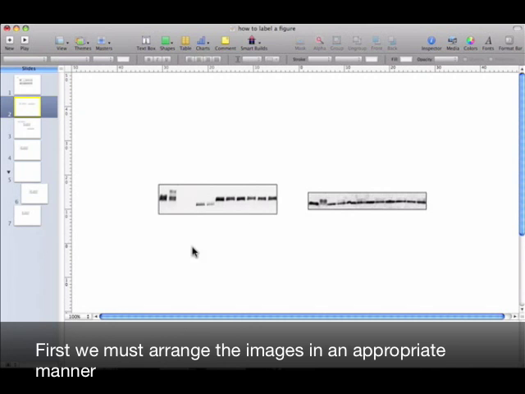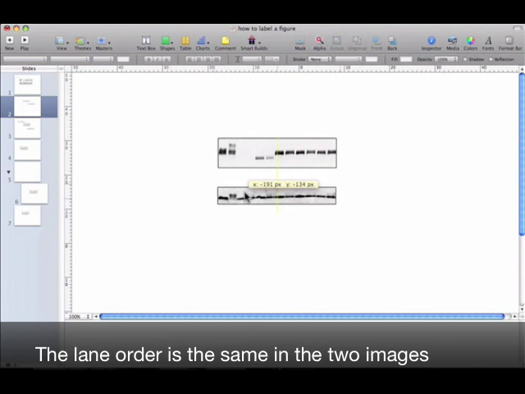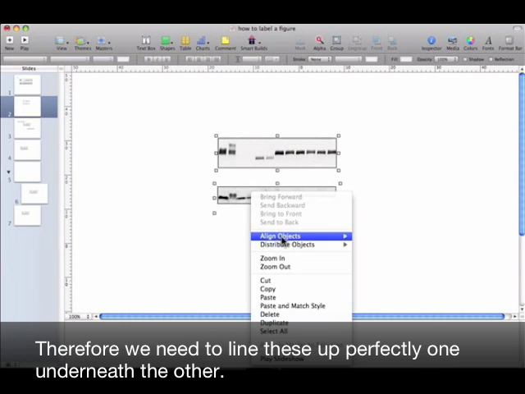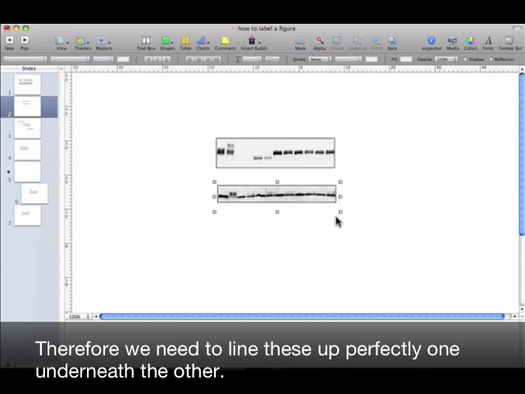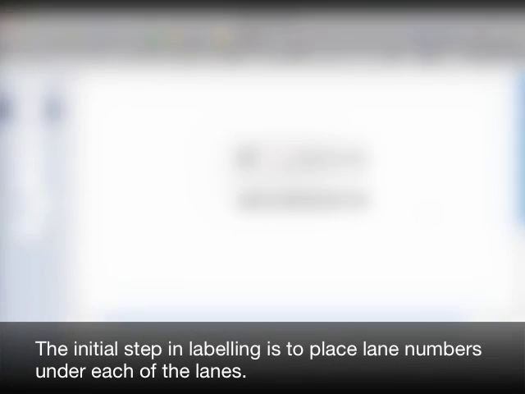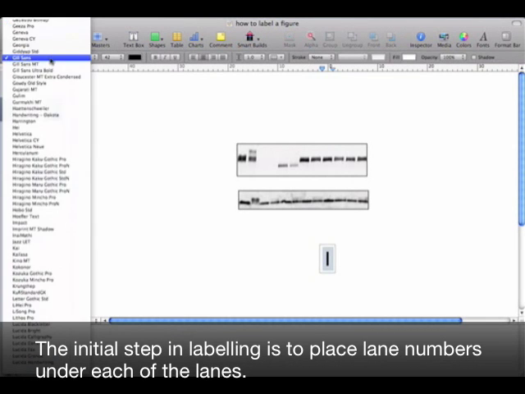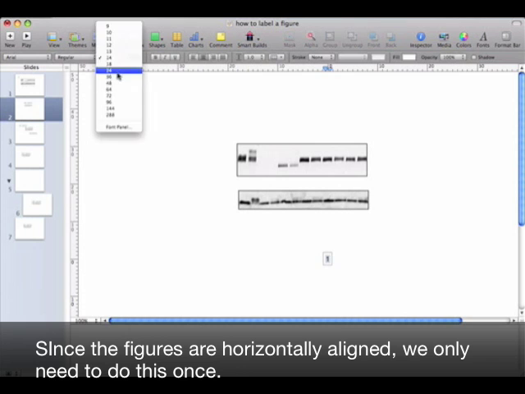First, we must arrange the images in an appropriate manner. The lane order is the same in the two images. Therefore, we need to line these up perfectly, one underneath the other. The initial step in labeling is to place lane numbers under each of the lanes. Since the figures are horizontally aligned, we only need to do this once.